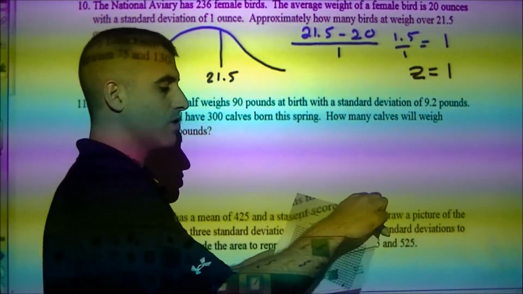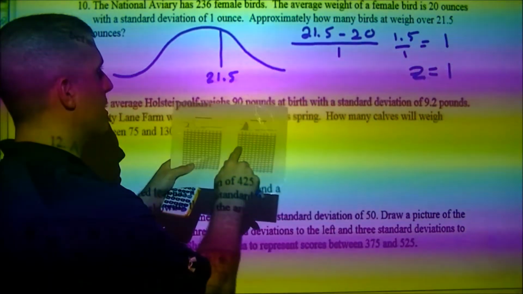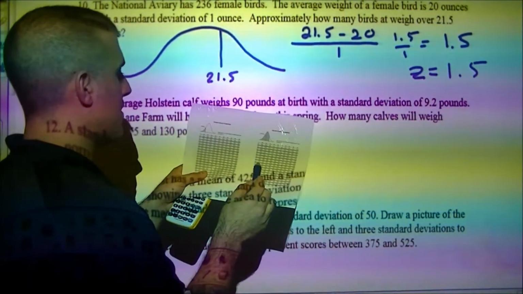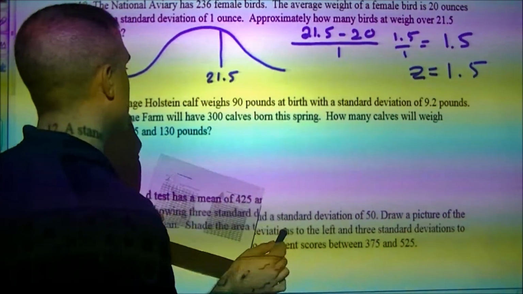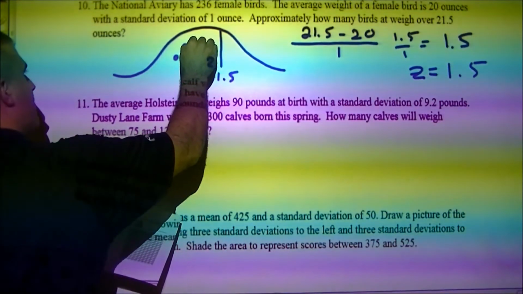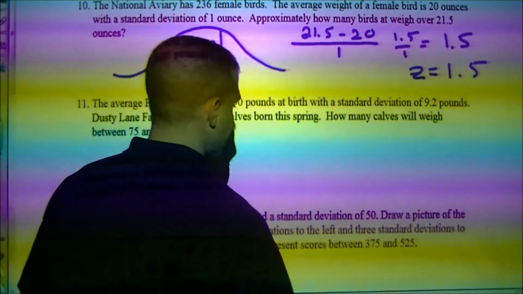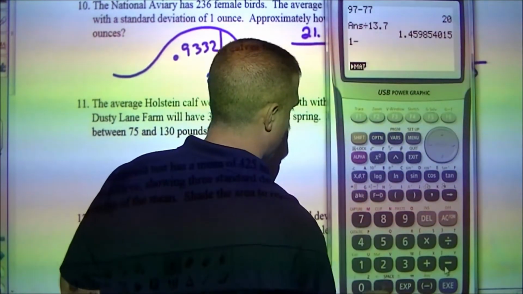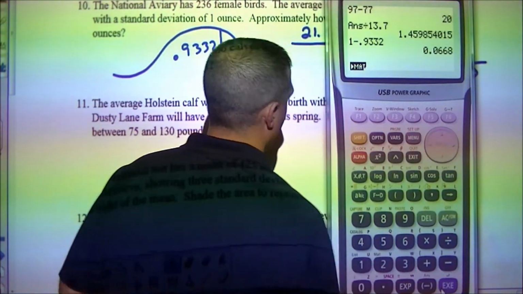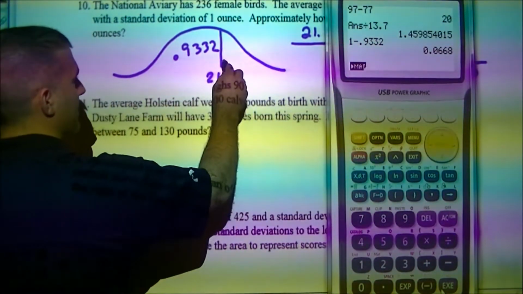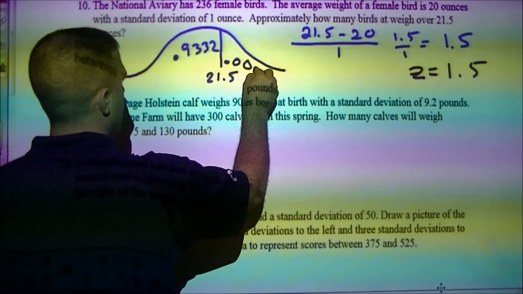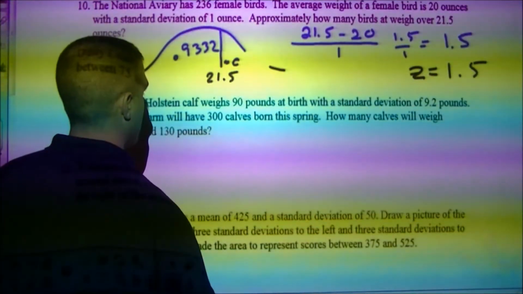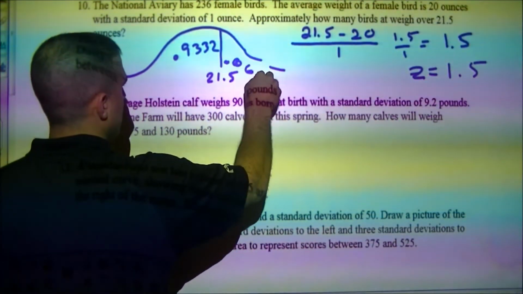So I go to my z-score chart and find 1.5, and what that says is it's 0.9332. What that means is to the left here is 0.9332. To figure out the other side, I just do 1 minus 0.9332, and that gives me 0.0668.